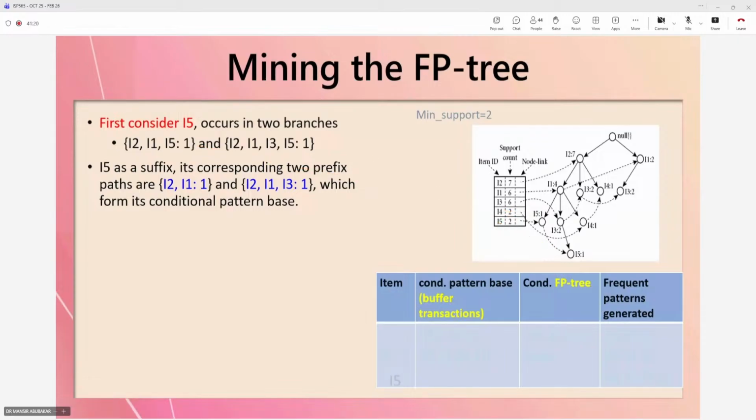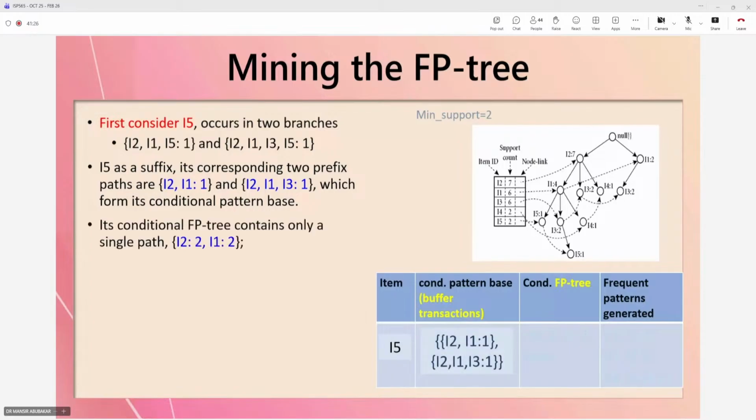So now, can you see it here? I5, as indicated in the explanation, this conditional FP tree contains only a single path, I2, I1. So you can see I2, I1, and then I2, I1, I3 will take you to I5. So these are the conditional patterns.